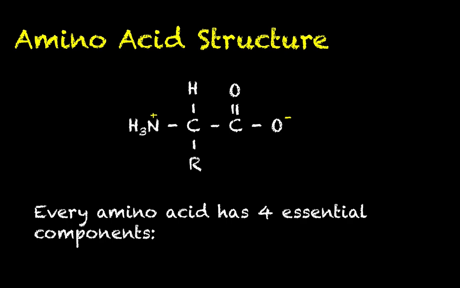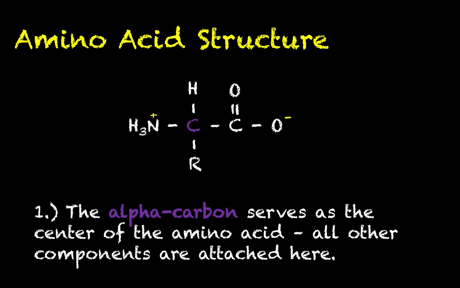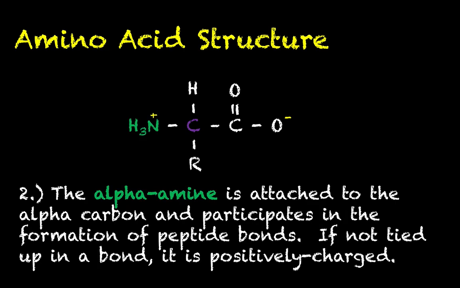Every amino acid has four essential components to it. First, highlighted in purple here, you have the alpha carbon. This serves as the center of the amino acid, and all of the other components of the amino acid will be attached to this carbon as you see it here.